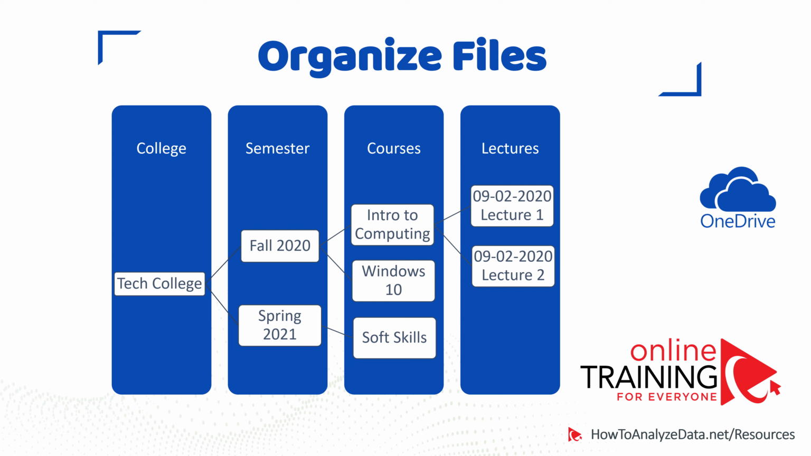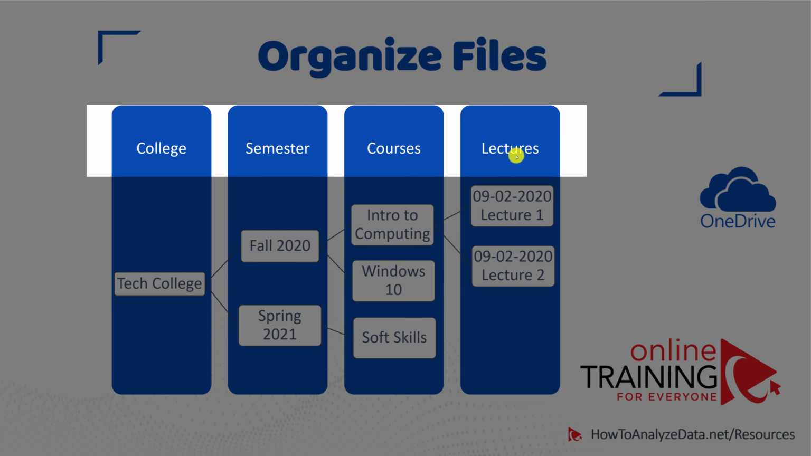So what is the smart way to organize the data on your drive? One of the best ways, if you're a student, for example, is organized in a hierarchical structure. For example, what you see here is 4 tiers of the hierarchical structure: college, semester, courses, and lectures.